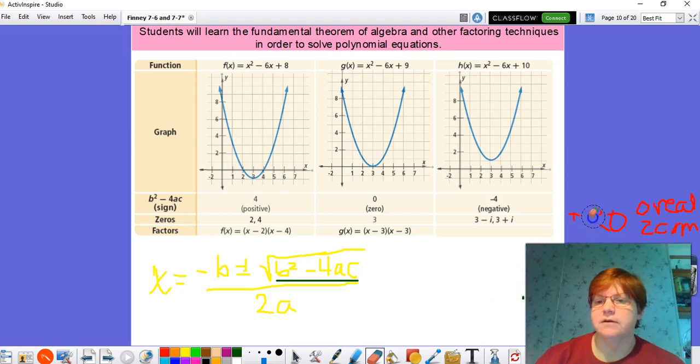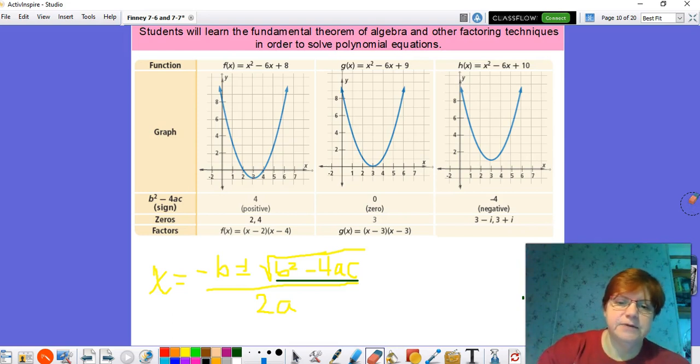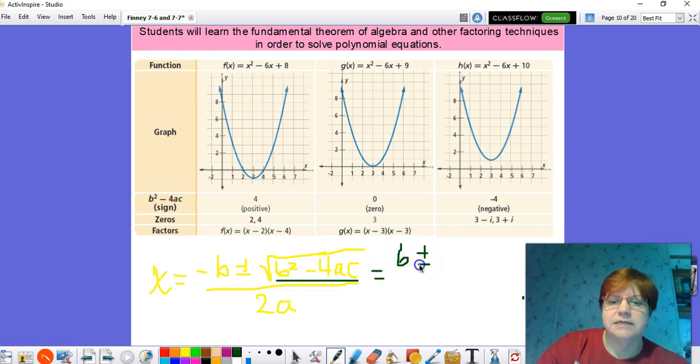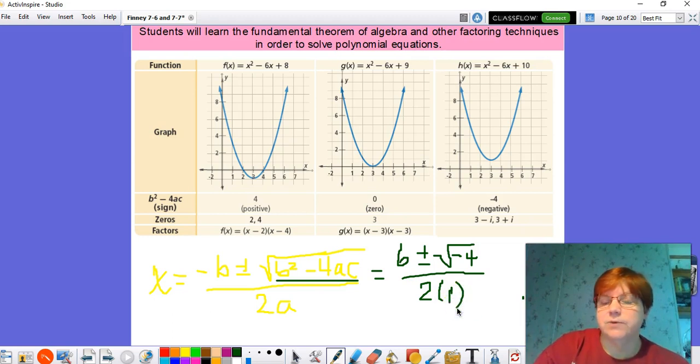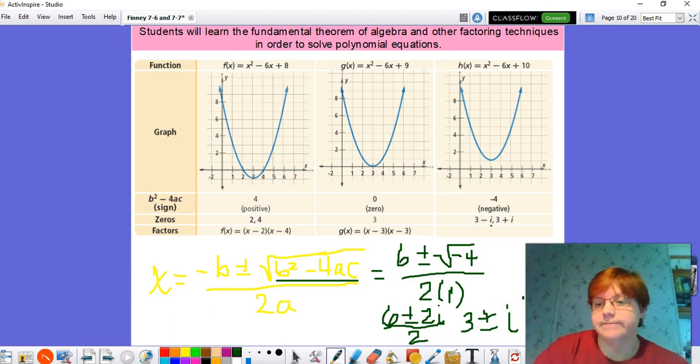Are you ready? They used the quadratic formula. So we said that our discriminant was negative 4, true? All right. So that means on our discriminant being negative 4, b was negative 6. So that means we have 6 plus or minus the square root of negative 4, divided by 2 times a, which is 1. Well, the square root of negative 4 is 2i. So we have 6 plus or minus 2i divided by 2. When you divide everything by 2, you've got 3 plus or minus i. 3 minus i, 3 plus i.